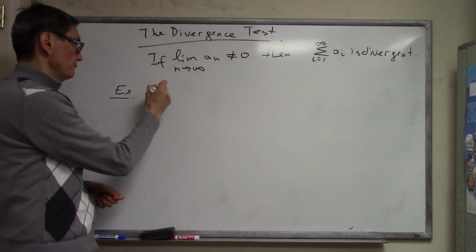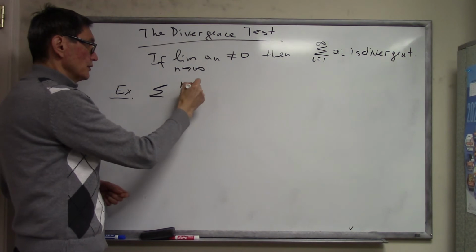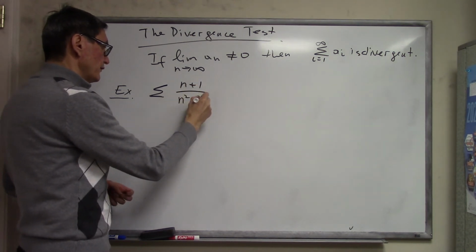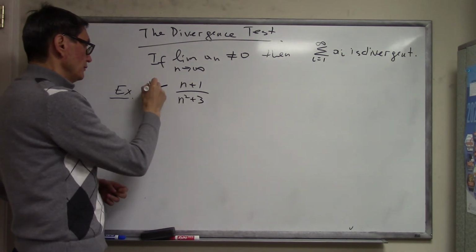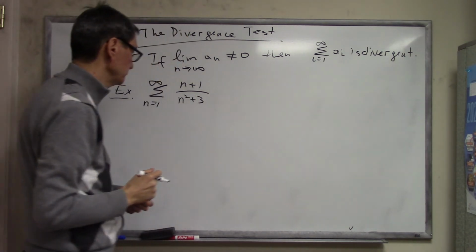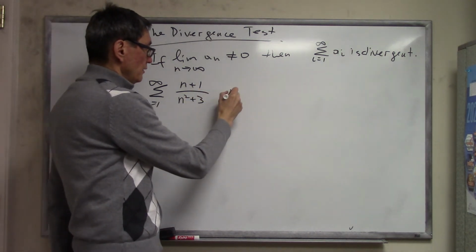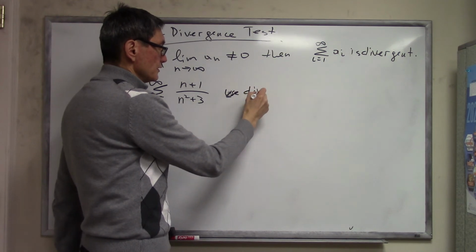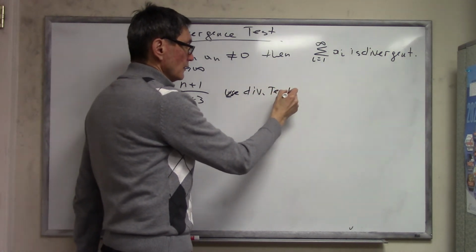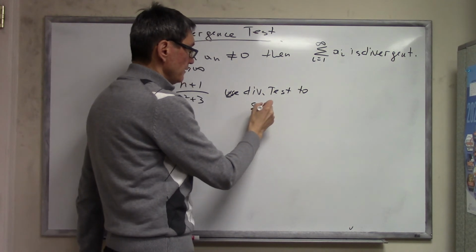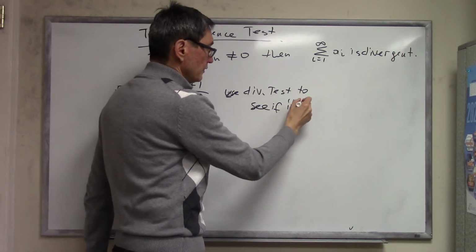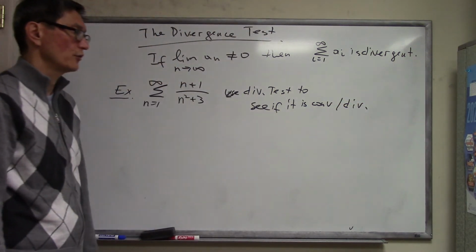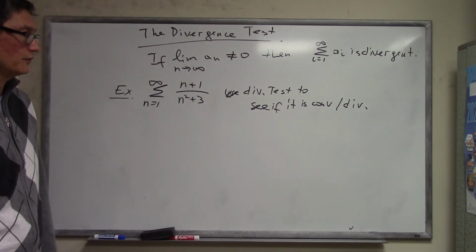Here we have the series sum of n plus 1 over n squared plus 3 from 1 to infinity. Use divergence test to see if it is convergent. So we want to apply divergence test with the series to see if it converges or diverges.